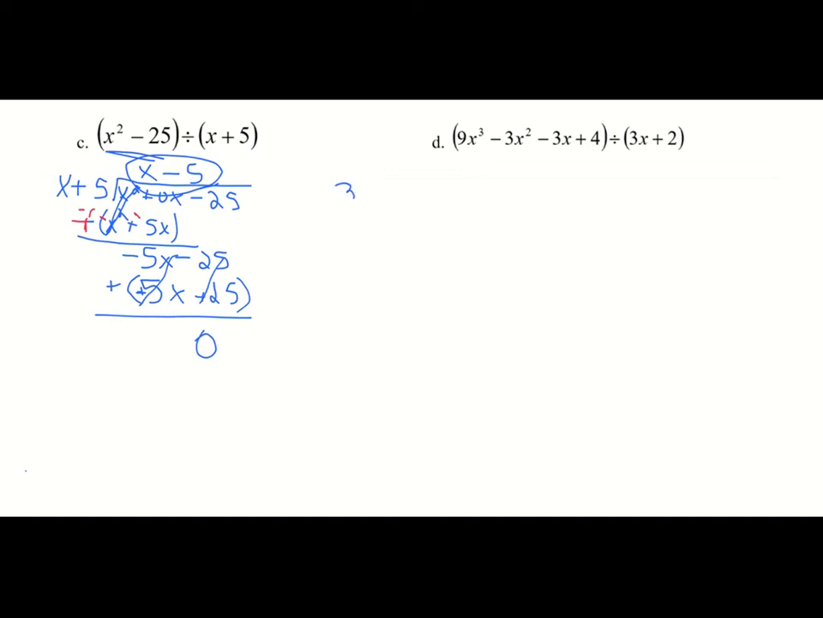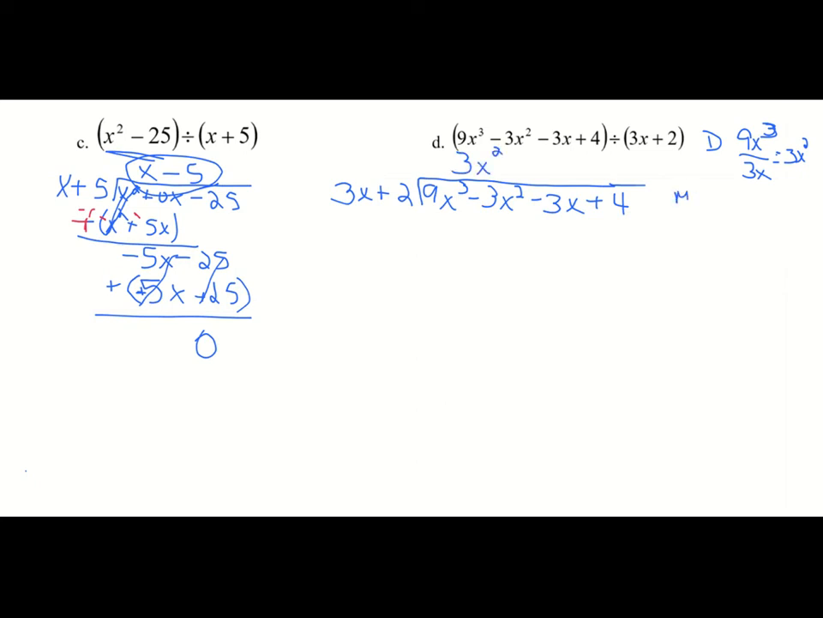We have 3x plus 2 divided into 9x cubed minus 3x squared minus 3x plus 4. Okay, so when we start off, we are going to divide first, and we're going to divide the 9x cubed by 3x, and when we divide, we're going to get 3x squared. So I'm going to put my 3x squared on top.